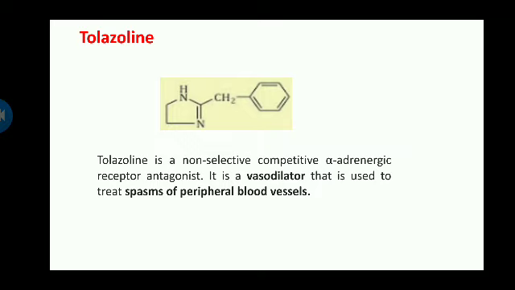Next one is terazosin. Terazosin is a non-selective competitive alpha adrenergic receptor antagonist. It is mainly used for its vasodilator action, to treat spasm of peripheral blood vessels.